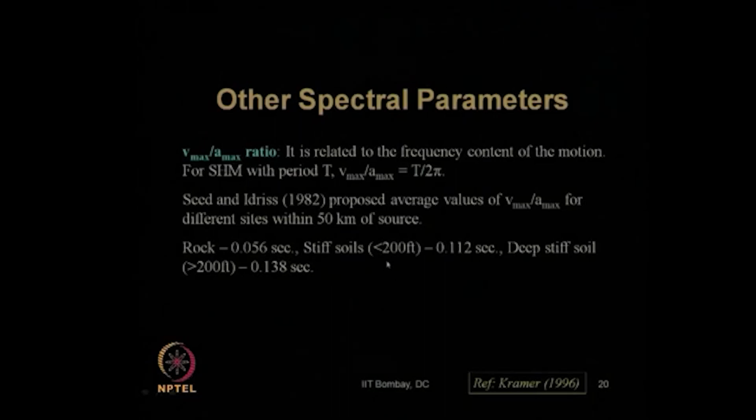For stiff soil within 200 feet, that is, stiff soil available at a relatively shallow depth, the value is 0.112 second. And for deep stiff soil, that is, where the stiff soil is available beyond 200 feet, the value of this T by 2 pi, or the Vmax by Amax ratio, is 0.138 seconds. So, what we can see is that this value of the Vmax by Amax ratio keeps on increasing as we go from a stiffer to a softer soil. That is what it means, right.